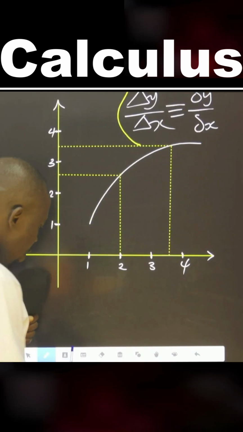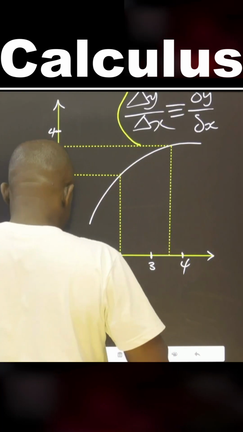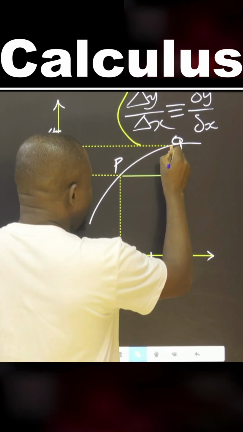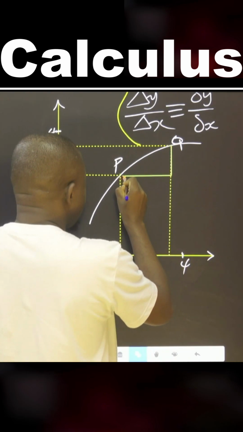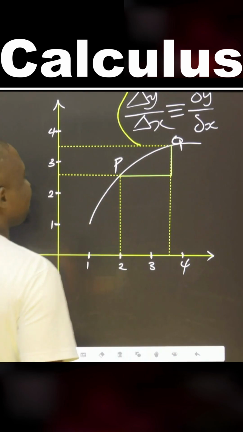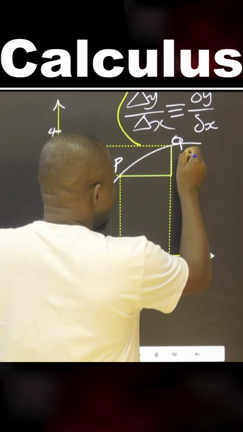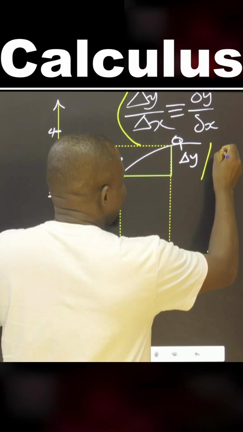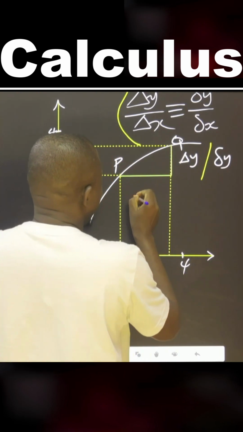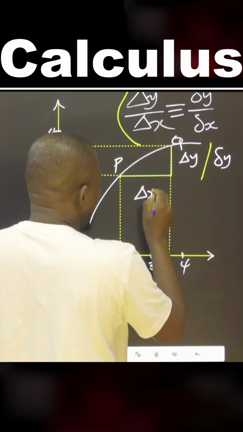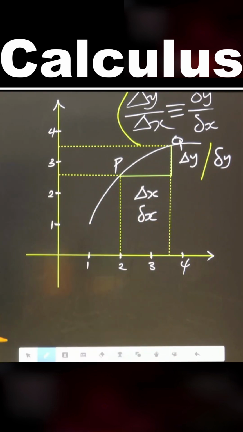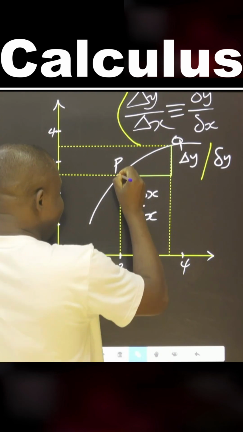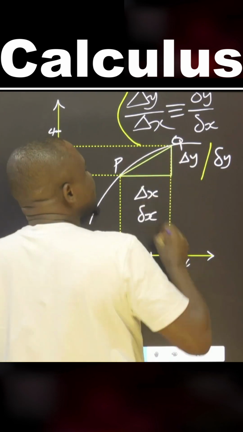Let's continue. We are going to call this one P, for instance. We call this one Q. Take this as slope, okay? Still, change in Y, or you say change in Y over change in X. As you can see in this place now, we are taking a straight line between these points.